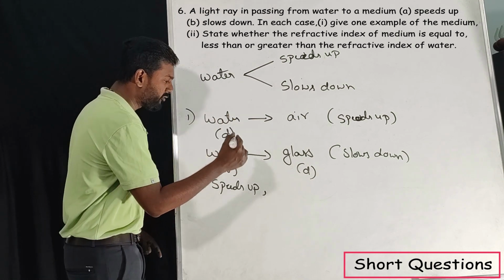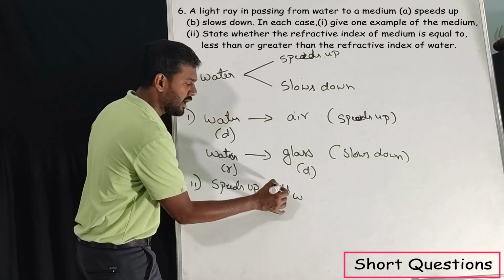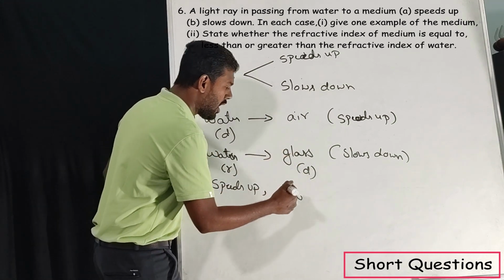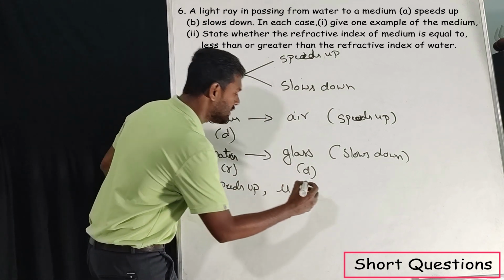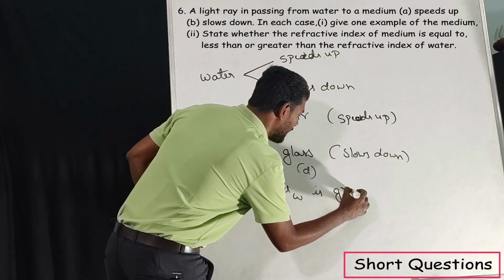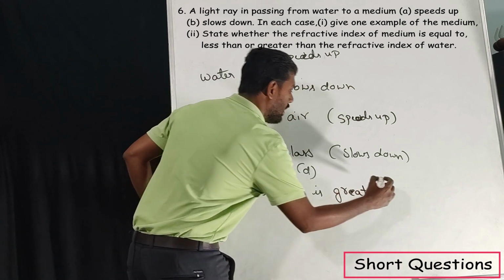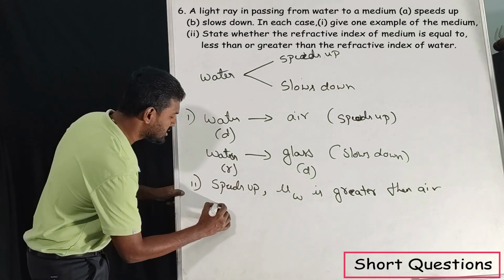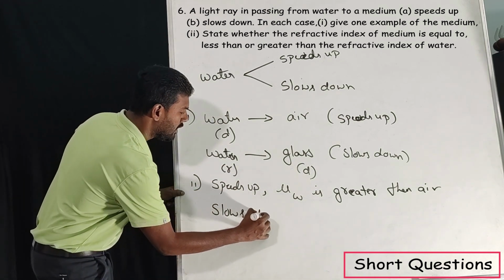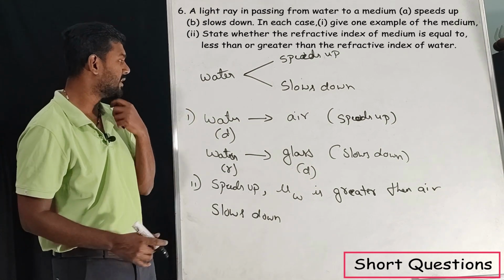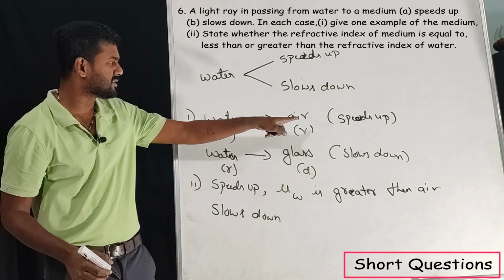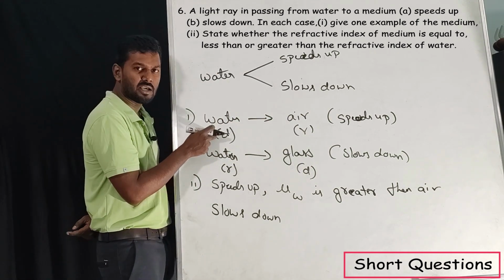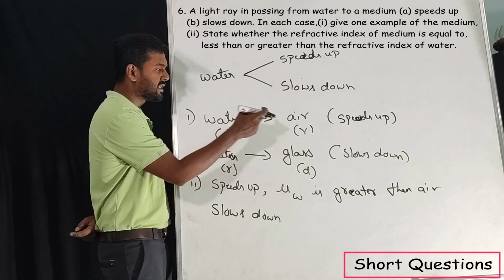So in this case, refractive index of water, I am using the symbols, but you should not use the symbols in the exam. You have to write it in full or expanded form. Refractive index of water is greater than air. Then when it slows down, see, very simple. If the medium is rarer, then the refractive index will be less. Which is denser here? Water is denser, so its refractive index is greater than air.